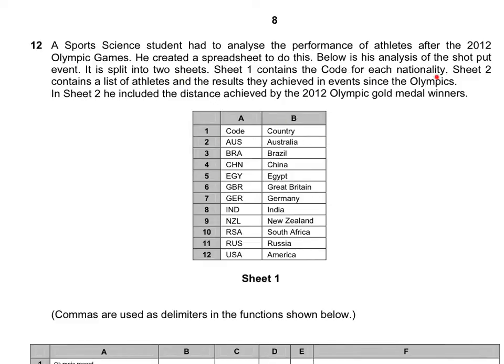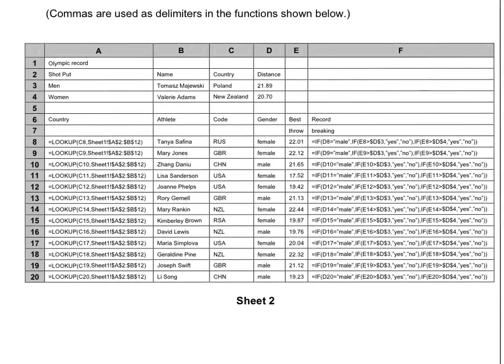It contains the code for each nationality: code, nationality. Sheet 2 contains the elite athletes and the results they achieved in events since the Olympics. He included the distance achieved by the 2012 Olympic gold medal winners. So if we look at sheet 2, we have the Olympians here at the top, we have the record, and we can quickly see that this is in formula view. We have a lookup function used, and we have if statements for whether they've broken the world record or not.